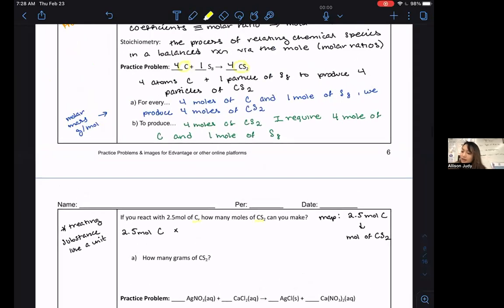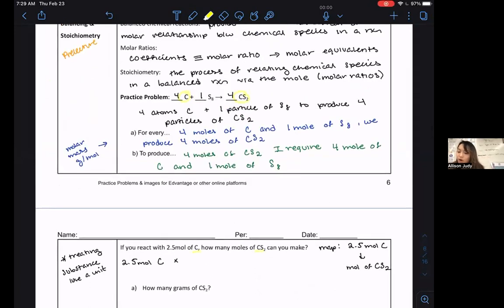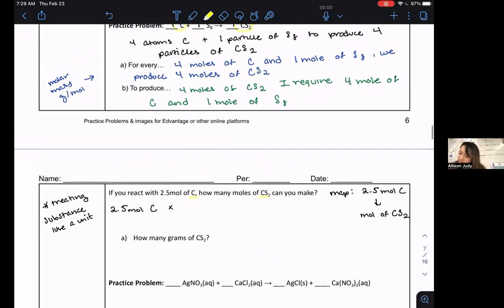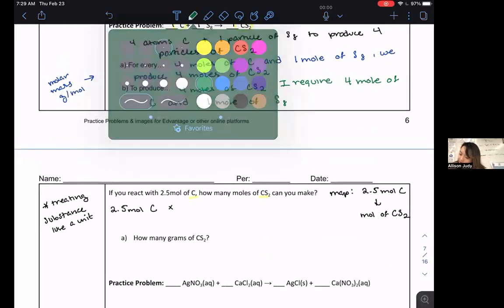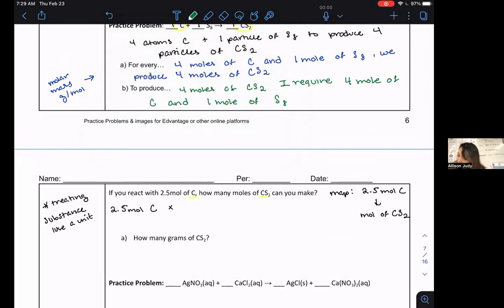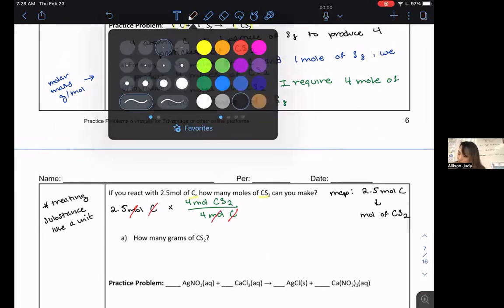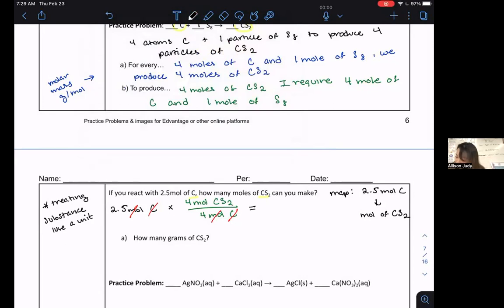So I can turn that molar relationship into an equivalent, which is therefore a unit conversion. So I say, okay, I know from my balanced chemical reaction that between these two species, for every 4 moles of CS2, I get or require 4 moles of C. And what happens is I cancel out my substance and I'm left in moles of CS2, which is, by the way, exactly where I want it to be. And I'd get a value of course, 2.5 moles of CS2.